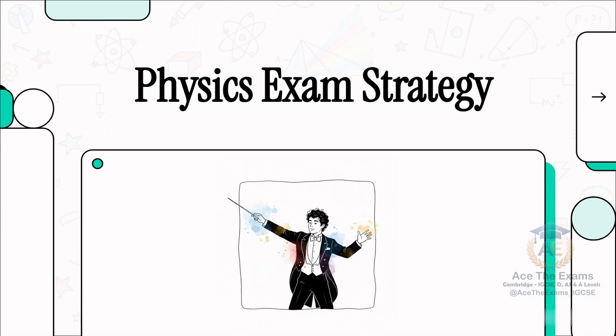I want you to picture a symphony conductor for a second. A master conductor doesn't just throw every single instrument at the audience all at once, right? That would be chaos. They orchestrate the sound. They know exactly when the strings should swell, when the brass should cut through, and when there should be absolute silence. Well, when you sit down for your physics exam, you need to be that exact same conductor. Your arguments, your data, your formulas, each paragraph you write should be an instrument playing in perfect harmony.